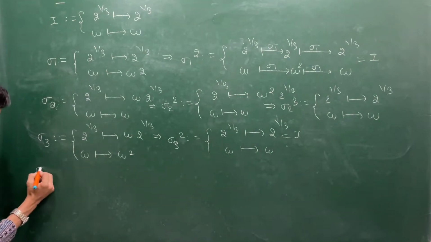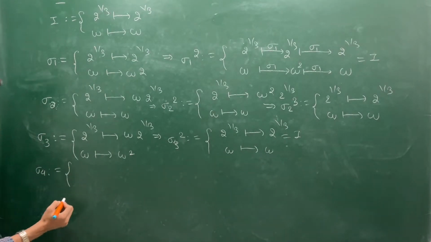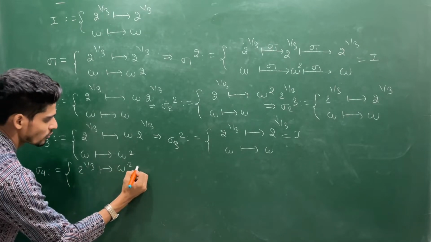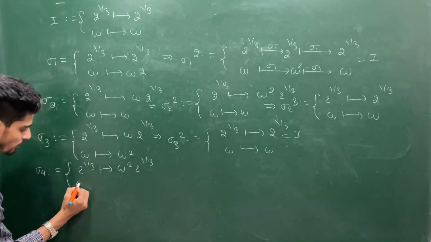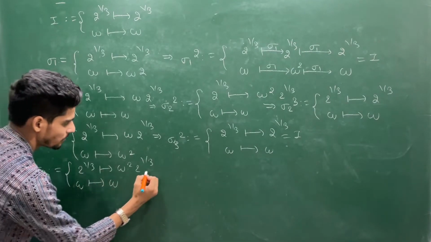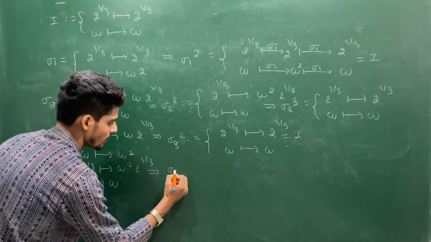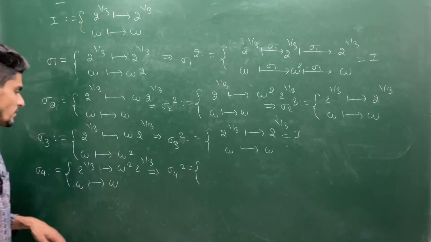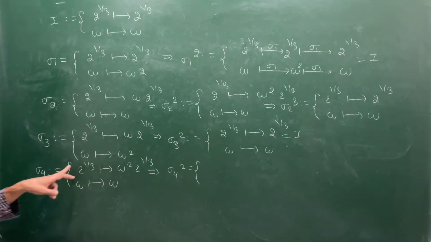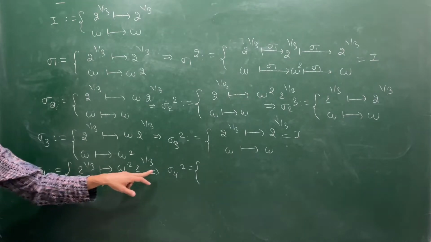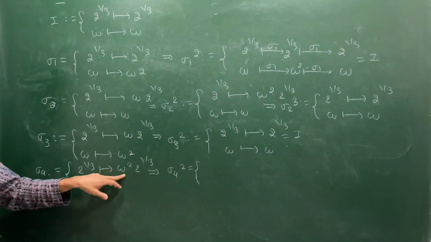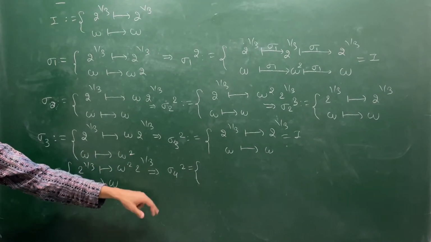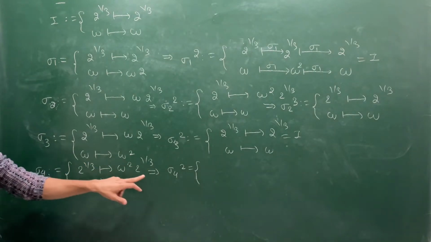Let's see sigma 4. Sigma 4, you say, sends 2 power 1 by 3 to omega square 2 power 1 by 3, and omega goes to omega. This will imply sigma 4 square will be defined as: if sigma 4 sends 2 power 1 by 3 to this, then sigma 4 square will send this element to sigma 4 of omega square into sigma 4 of 2 power 1 by 3.